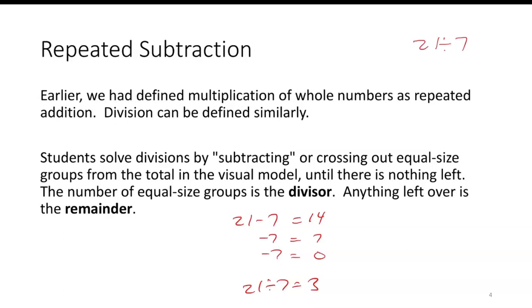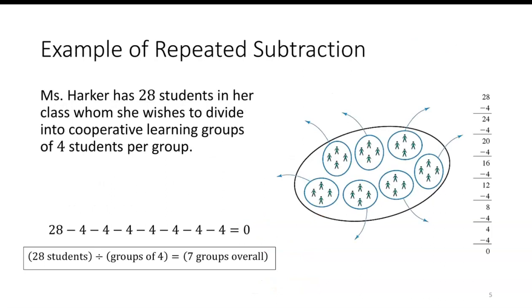Unlike with repeated addition, you may end up with a remainder, something left over, and we'll get to that later. So, as an example of repeated subtraction, Ms. Harker has 28 students in her class whom she wishes to divide into cooperative learning groups of 4 students per group. So you start at 28 minus 4 gives you 24, minus 4 is 20, minus 4 is 16, minus 4 is 12, minus 4 is 8, minus 4 is 4, minus 4 is 0. So ultimately, I start with 28 students. I can subtract 4 seven different times. So there are 7 groups overall. 28 divided by 4 is 7.